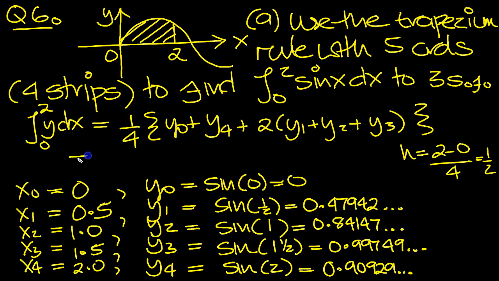So let's put them in the formula here. So it's a quarter of this one, the first one and the last one, so these two added together. And then it's 2 times the 3 in between. So we'll tap those in the calculator.